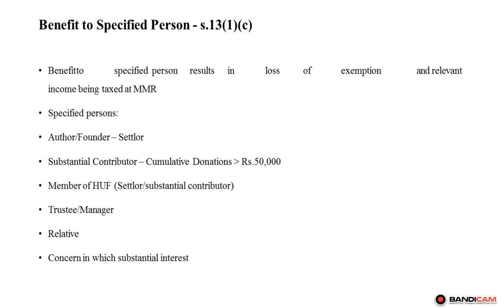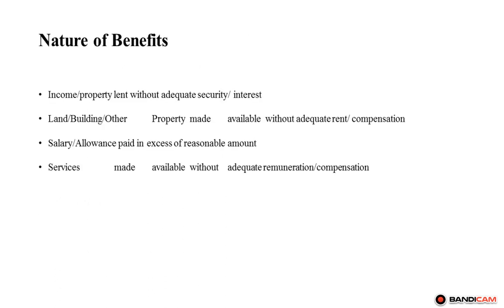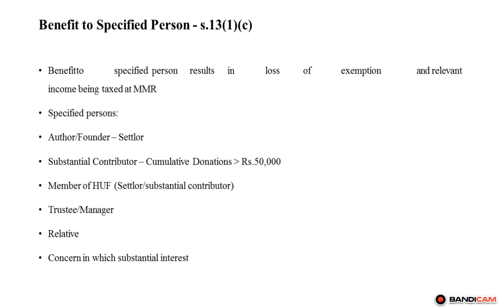Okay, then substantial contributor, cumulative donors greater than 50,000, then it is considered as a specific person or benefit to the specific person. Then member of HUF, then substantial contributor, trustee or manager, relative, then concern in which substantial interest. Okay, so these are the benefits for the person.